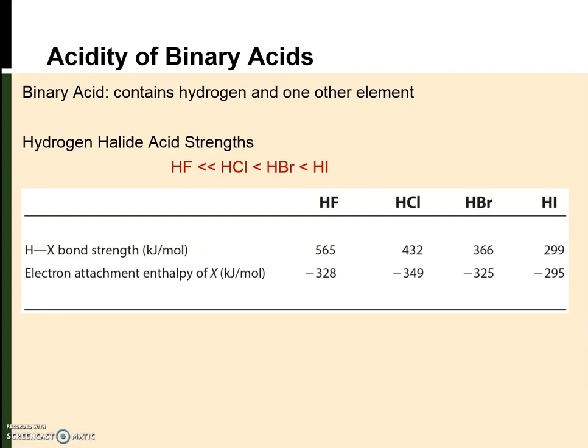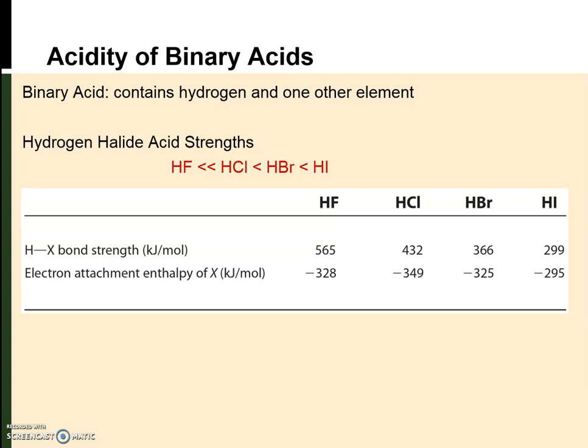So in HF we have an H1s orbital overlapping with a fluorine 2p orbital. These orbitals are fairly close in energy, and they're fairly close in size as well. So there's a fairly good overlap, resulting in a strong bond.